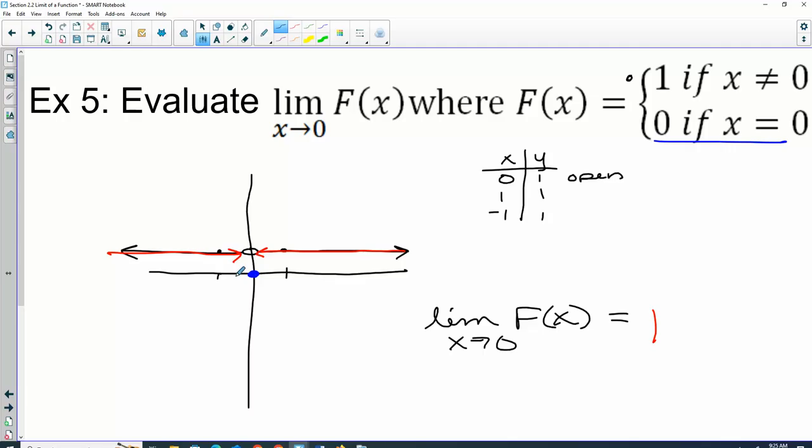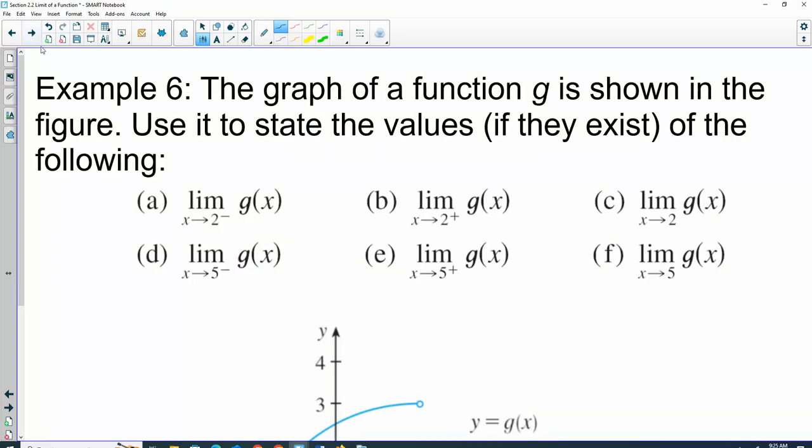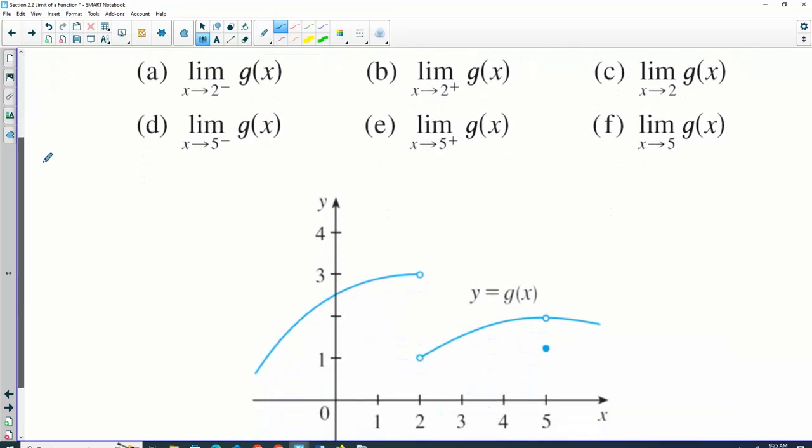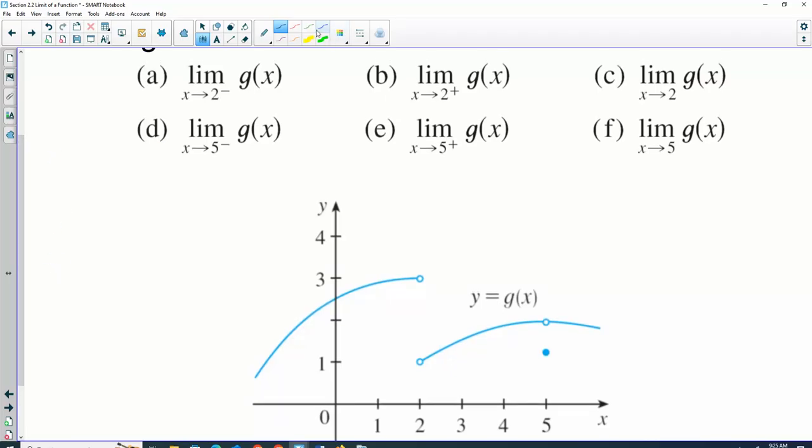So I want to practice just looking at a graph to evaluate some limits. If I said the limit as x approaches 2, what does this negative sign mean? From the left. So I'm coming in, my x's are smaller than 2. So I'm on this side of my graph. I'm approaching the point when x equals 2. X equals 2 is right here. If I'm getting closer to that point, what y value are we getting close to? 3.